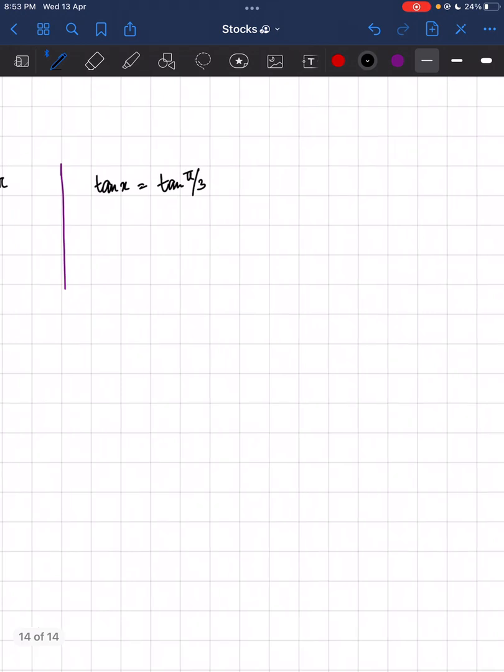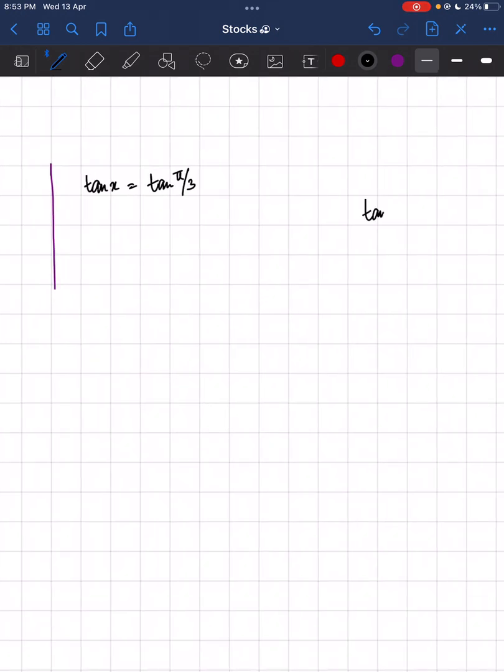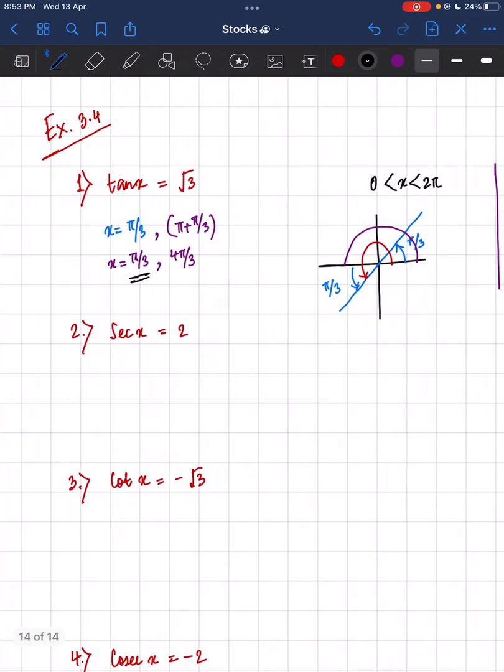Now if we recall the formula, when tan x is equal to tan y, this gives us x is equal to n pi plus y. This is the general solution of a trigonometric equation of the form tan x is equal to tan y. So here we can directly write the general solution: x is equal to n pi plus pi by 3. This is my general solution, and the principal solutions are pi by 3 and 4 pi by 3.